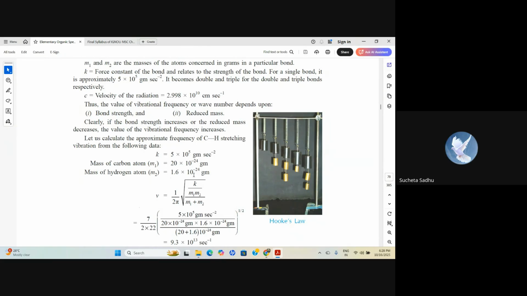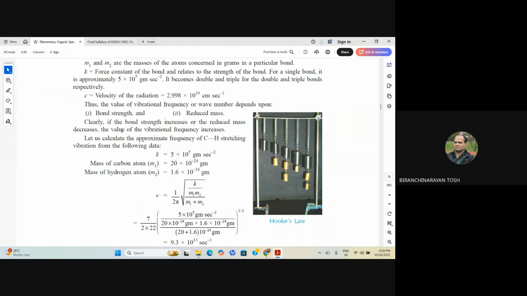Yes, sir. How it will be? 20 into mass of carbon is 20 into 10 to the power minus 24 gram. When you are telling the atomic mass of carbon, you are writing 12 gram or 12 AMU. What is the relationship between gram and AMU? It is atomic mass unit, and when we are expressing in gram, we are expressing the mole total, that is Avogadro number 6.023 into 10 to the 23. AMU when multiplied with Avogadro's number, we will get the mass in gram.